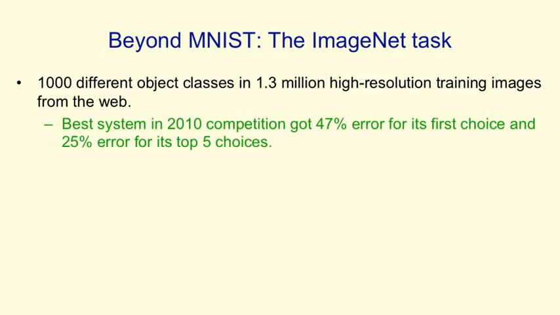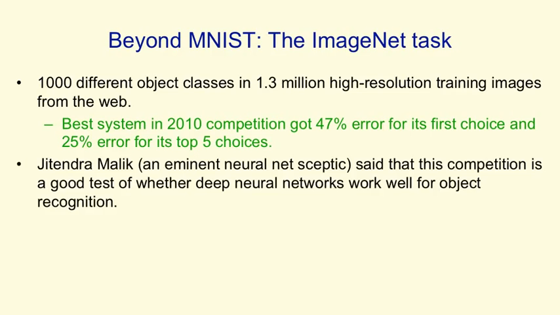There was a competition in 2010, and the best system got a 47% error rate if you look at its first choice, and a 25% error rate if you say it got it right if it was in its top 5 choices, which isn't bad for 1,000 different objects. Jitendra Malik, who's an eminent neural net skeptic and a leading computer vision researcher, has said that this competition is a good test of whether deep neural networks can work well for object recognition.